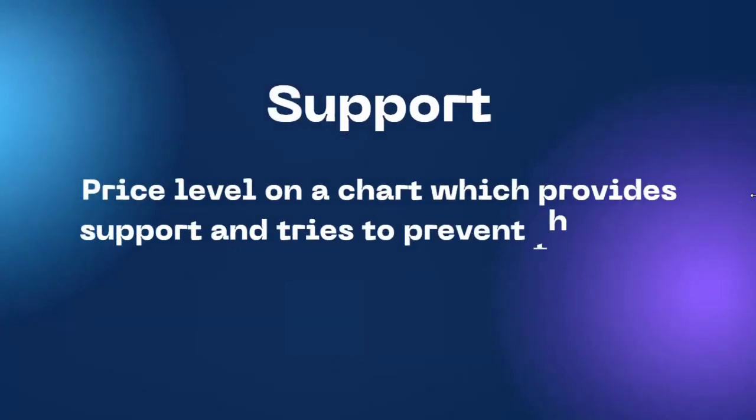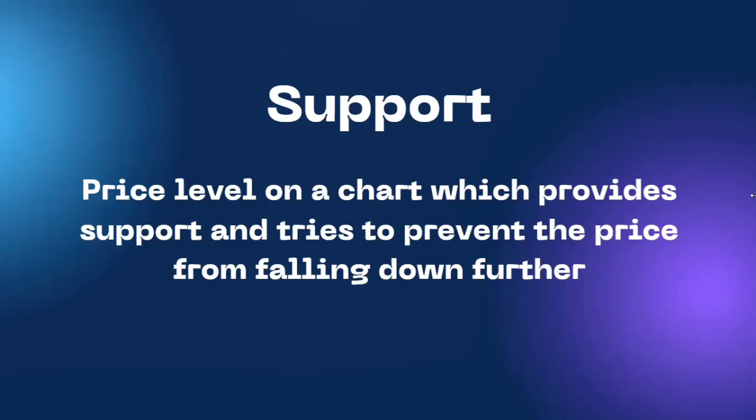First, support. As the name suggests, support is the price level on a chart which provides support and tries to prevent the price from falling down further. It is the price level at which an asset has historically found buying interest, which means that when price previously came to that price level, it bounced from there.